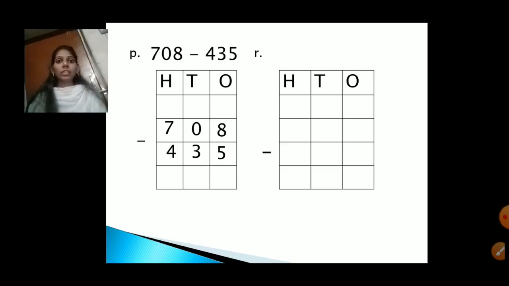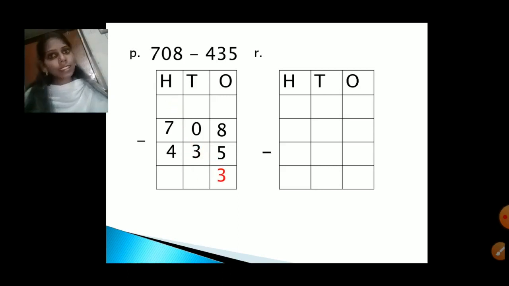We will start the subtraction from the ones place. Here 8 minus 5. 8 is bigger than 5. So we can subtract? Yes, easily. So here no need to borrow anything, right? So now tell me 8 minus 5 equals to what? 8 minus 5 equals to 3. So 3 we will write under the ones place.